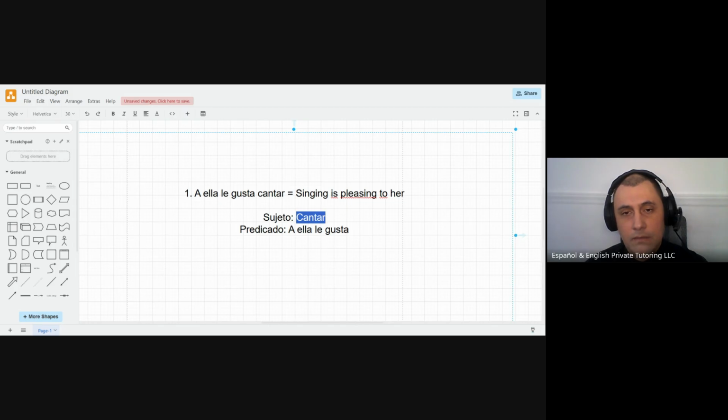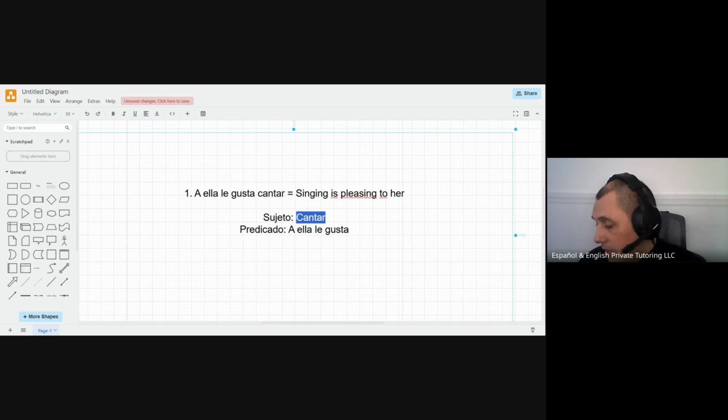So in this case, cantar doesn't translate in English as to sing. It translates as singing because you don't use the infinitive to make a verb into a noun in English. You use the gerund form.